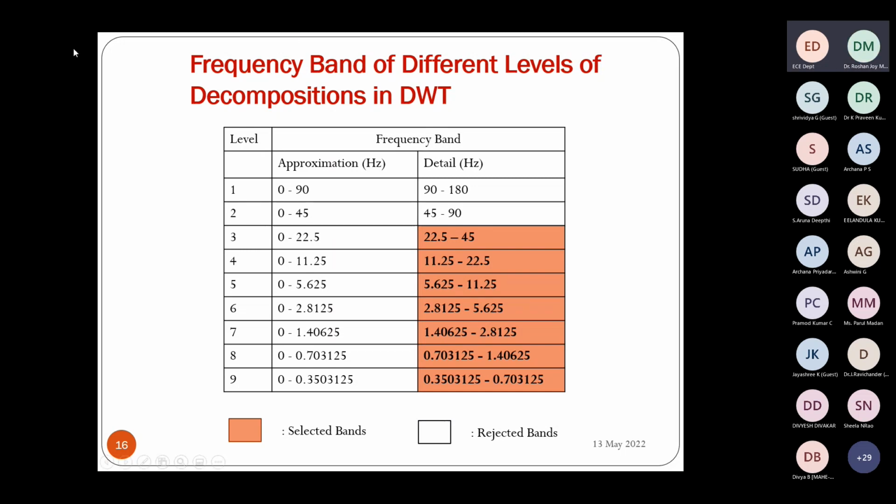Since our signal's sampling frequency is 360 Hertz, the first approximation will contain 0 to 90 Hertz, and the detail will be 90 to 180 Hertz. This again divides the approximation, or the low pass filter output, further into low and high frequencies. 0 to 45 Hertz is the approximation band, 45 to 90 is the second detail band. And this process is continued up to 9 levels.